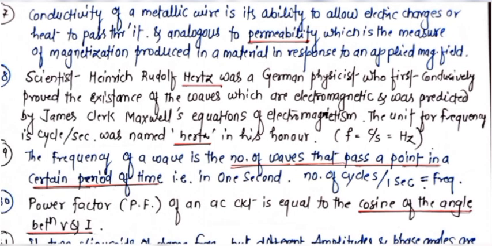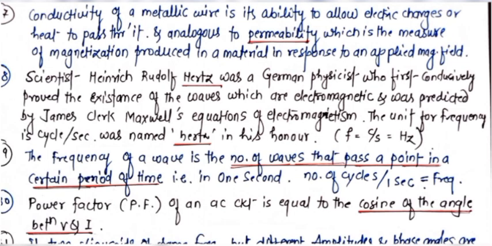Scientist Heinrich Rudolf Hertz was a German physicist who first conclusively proved the existence of electromagnetic waves, which were predicted by James Clerk Maxwell's equations of electromagnetism. The unit of frequency, cycle per second, was named Hertz in his honor. Frequency is equal to cycle per second, which is equal to Hertz.